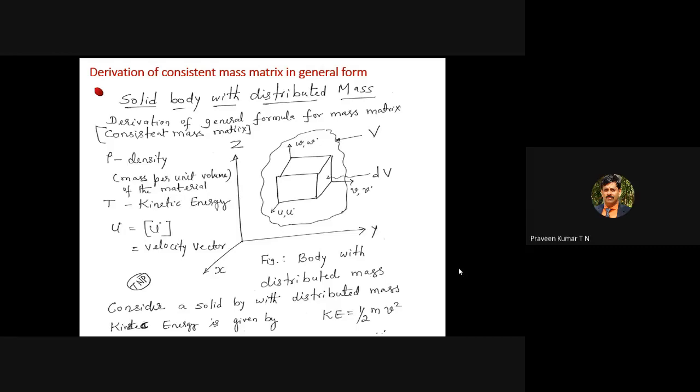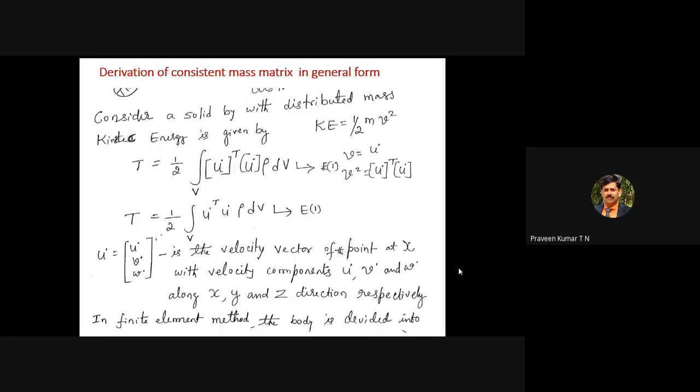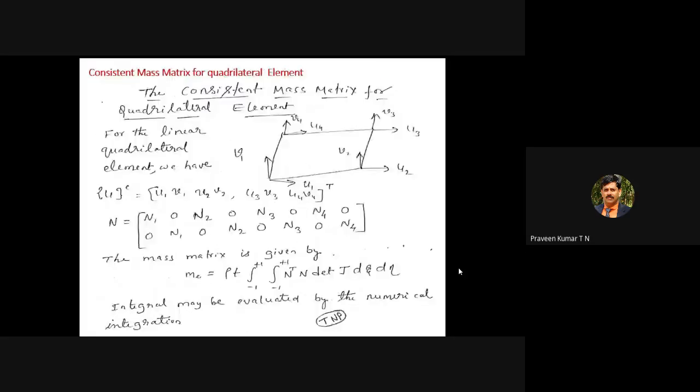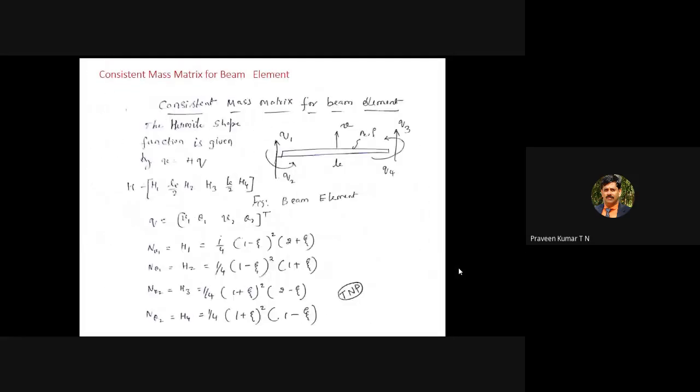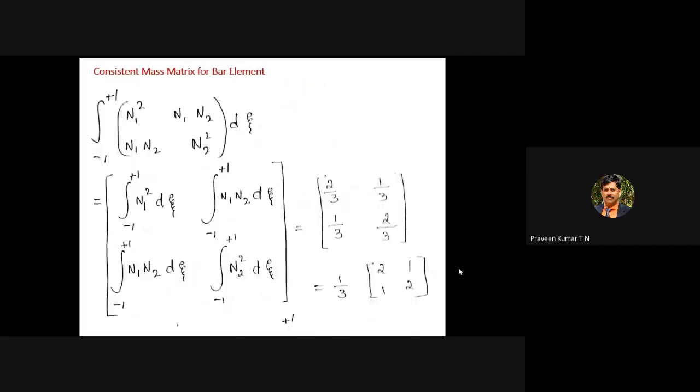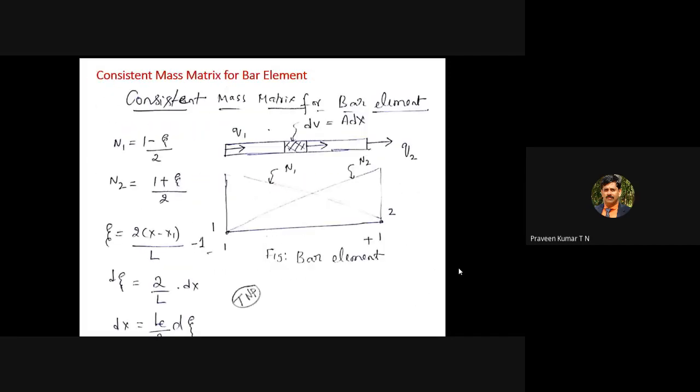I hope you understand why we require the mass matrix for dynamic analysis. Already we have used the mass matrix. Now you have to derive the mass matrix for different elements as per your syllabus. So first we will start with the bar element.